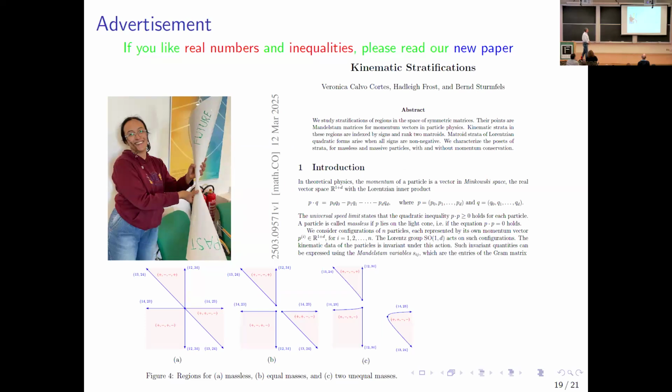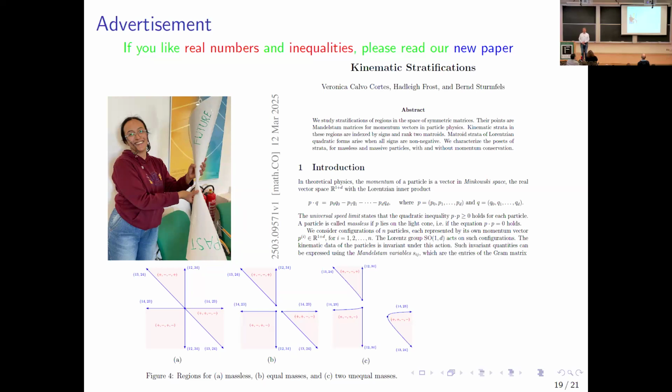This is Veronica Calvo. She's a PhD student in Leipzig. And Hadley Frost, he's a physicist at Princeton. And there we look at the analog, the inequalities that you have over the real numbers. She's holding the light cone in her hand. So we built this, right?